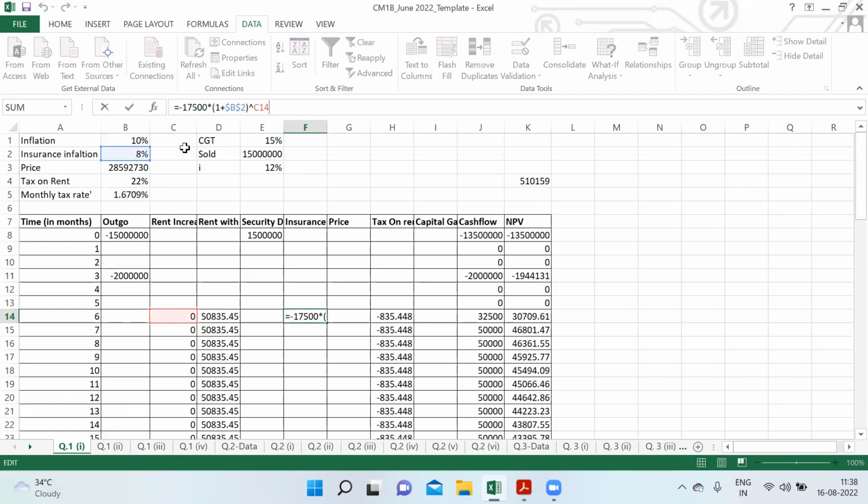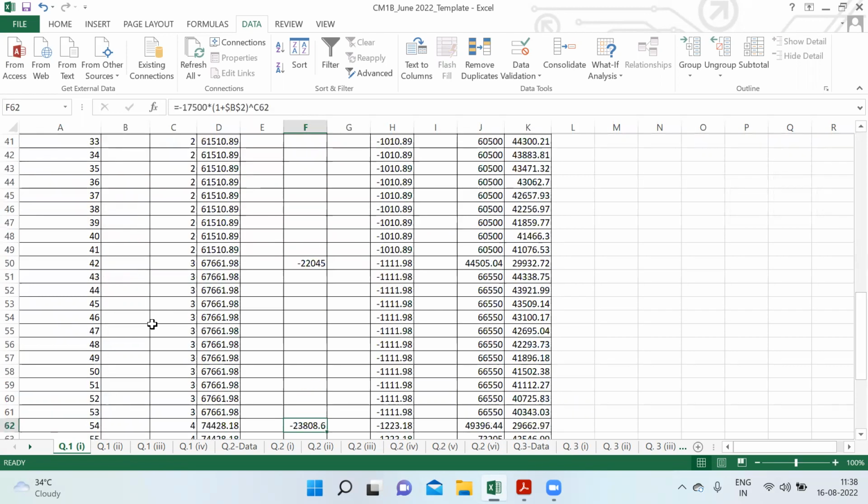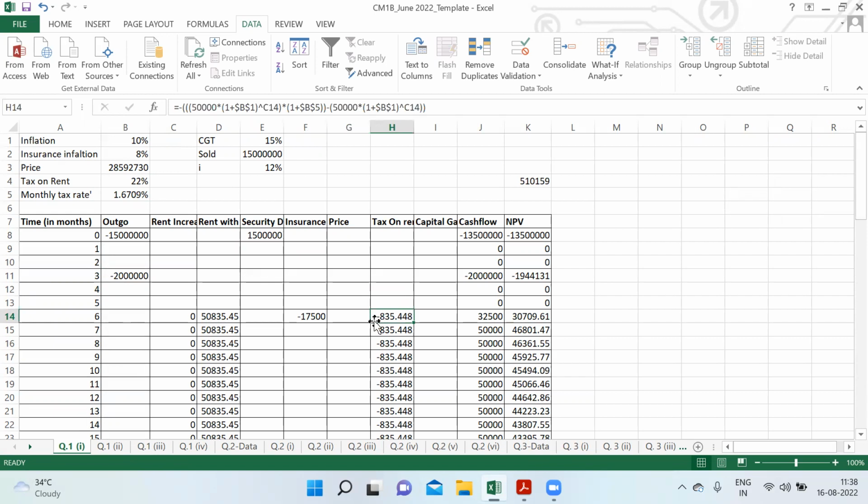Insurance is also payable, so minus 17,500 into 1 plus the insurance inflation, and it's payable yearly, so we'll only pay the insurance premium yearly. Then the tax on this rent is nothing but 50,000 into 1 plus the inflation rate to the power of this, into 1 plus the tax rate, minus this. So this will give the tax amount, this is the tax collected, this is the tax paid, and then the cash flows, and then the NPV.